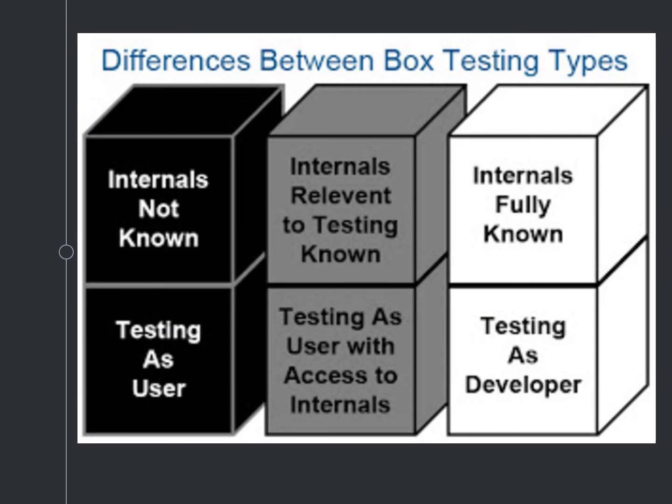So this is an illustration that can help us to better understand the differences between box testing types. The black box testing only knows about the input and output of the user. The white one only focuses on the source code. And the gray, it's a mix between knowing both of the components.